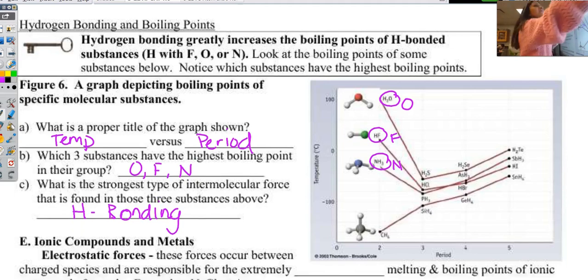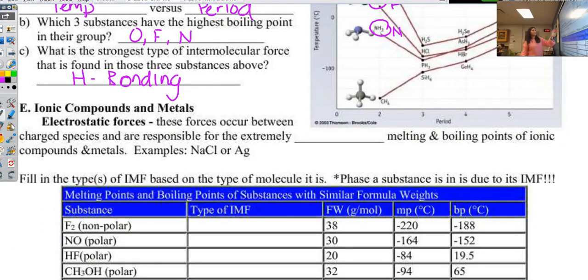Okay, all right. So we've got electrostatic forces. These forces occur between charged species. They're responsible for the extremely, what is true of ionics? Their melting points and boiling points are much higher, right? This is due to electrostatic forces. Ionic substances are not supposed to have IMFs, because those are between molecules, and ionics are not molecules. I have seen multiple choice problems where it'll say, what type of IMF exists? It's an electrostatic force. It's not an IMF. So just keep that in mind.